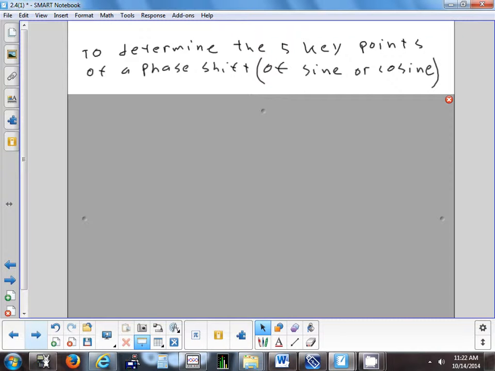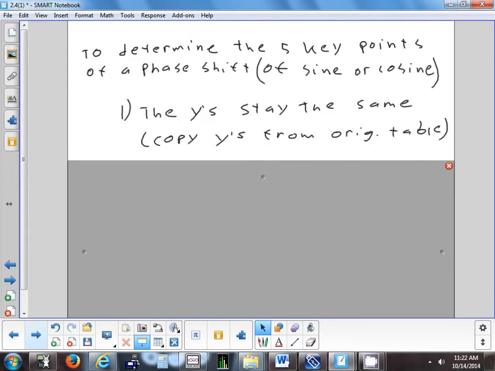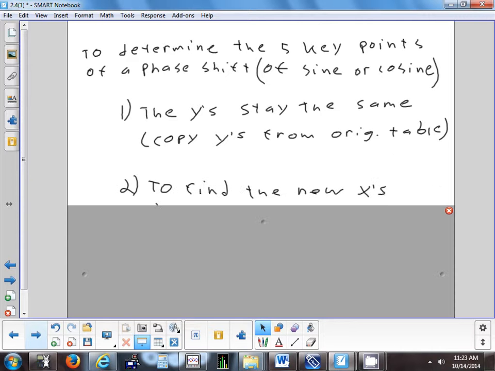Okay, so we're going to start with that original table of values. And then we're going to have to determine what's changing here. Okay, if we're going to shift this thing left or right, which values are going to change? My x's or my y's? X's. Yeah, my x's are going to change. All my y's are going to stay the same. So first thing you can do is copy down all the y's from that original table that I just gave you, because they're not changing. It's the x's that are going to change.